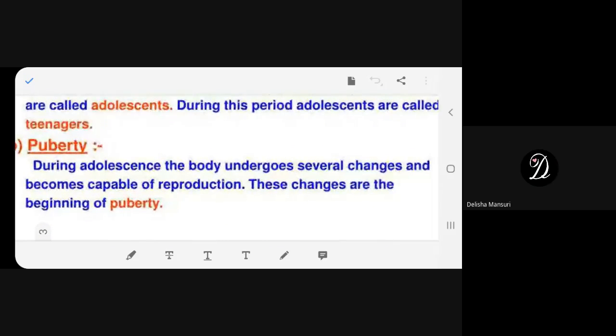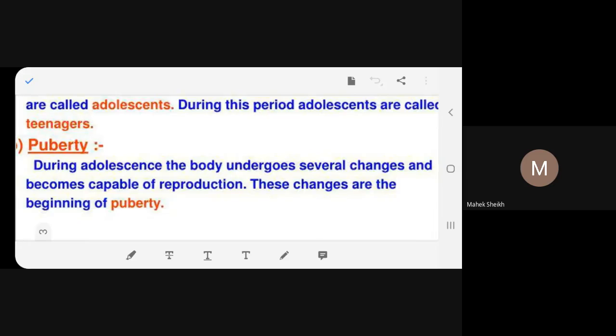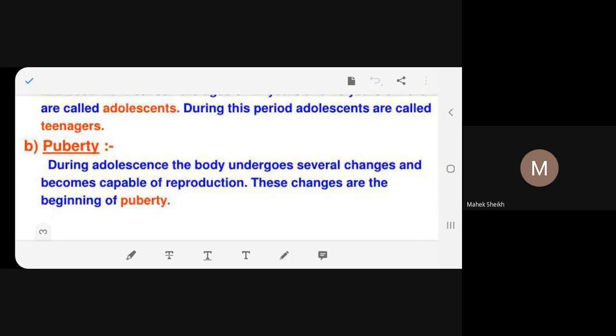Now we will see what is puberty. Girls, please read. Puberty. During adolescence, the body undergoes several changes and becomes capable of reproduction. These changes are the beginning of puberty. Did you understand this as well? Or do you want me to explain?